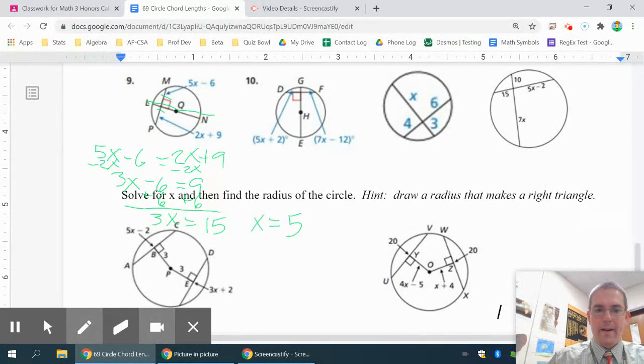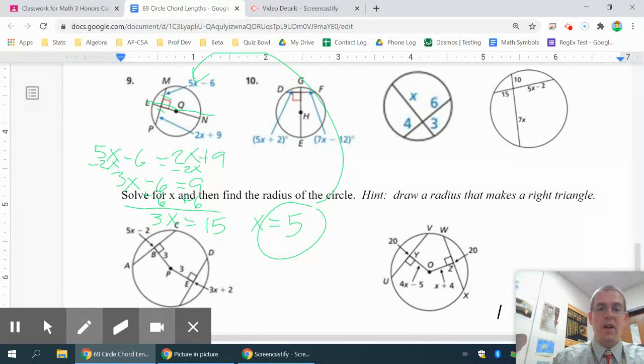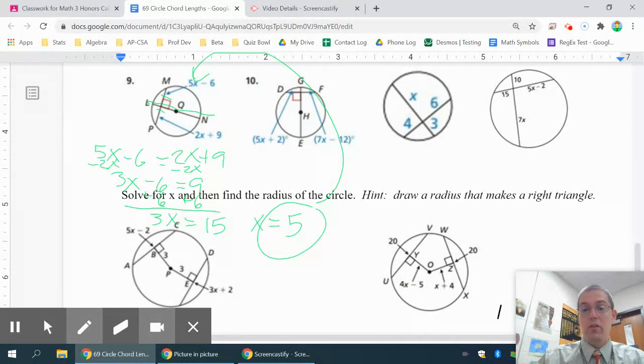They were just wanting you to find x there, so that's good. If you needed to find the length of the chord or something like that, you could always take the 5 and plug it back in and find the length of half the chord, and then just multiply that by 2 to get the whole chord. So pay attention on these problems to what they're asking you to find. Sometimes you will find x, sometimes you'll substitute back in. Number 10 should work exactly like number 9. I'll leave you to do that one on your own.